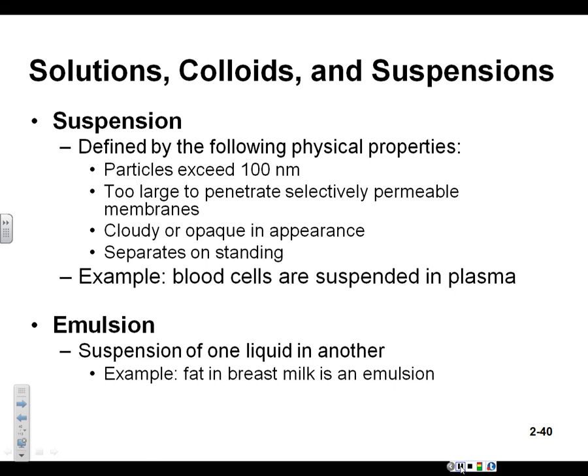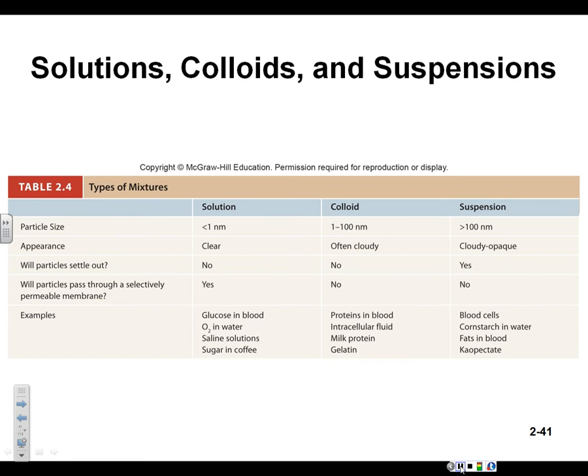So if you let it stand, it can separate, like blood. When you take blood and you centrifuge it, it separates out, with the heavy elements going to the bottom and the lighter elements staying at the top. Table 2.4 just shows you mixtures and their diameter and size, and whether or not they can easily go through a membrane or they need help.